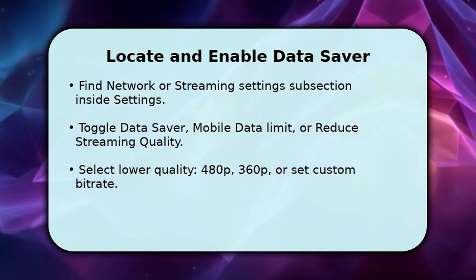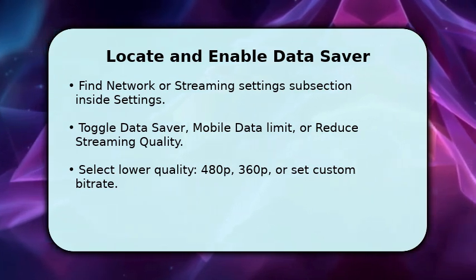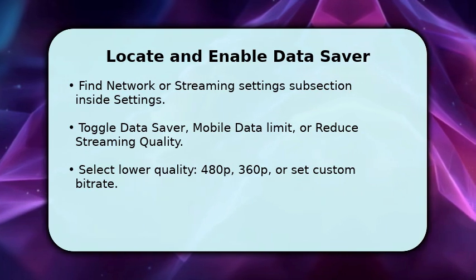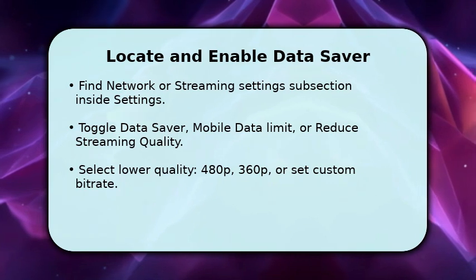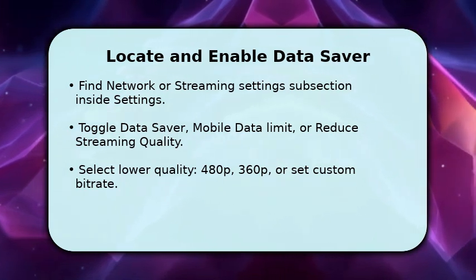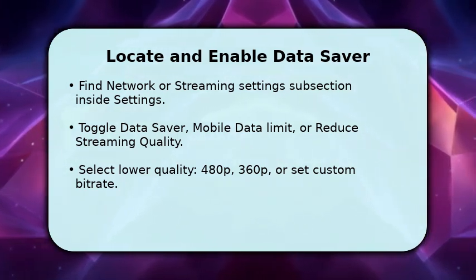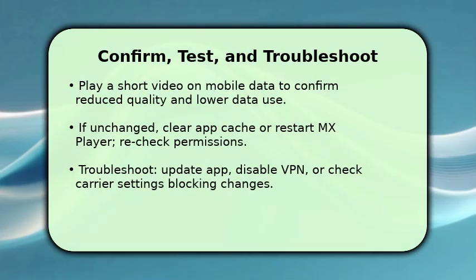Toggle Data Saver on. This forces lower resolution streaming on mobile networks. Make sure to check Mobile Data Limit or background data restrictions if available. Complete the process by testing a short clip on mobile data to confirm reduced resolution and lower data consumption.